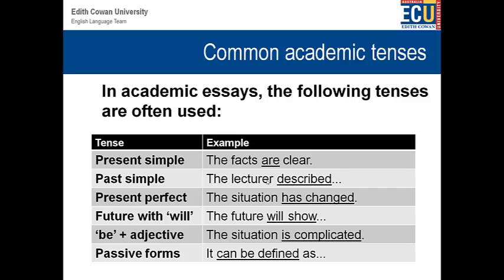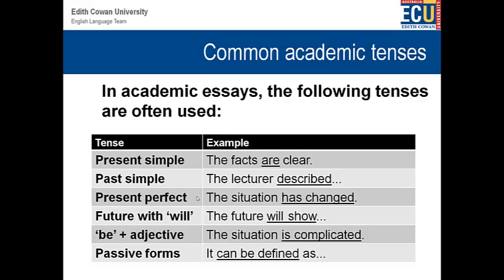So, thinking about academic essays. In academic essays, we often use these tenses. We use the present simple because we're talking about facts, something that's true. We use past simple to talk about a completed event. We use present perfect to talk about an experience in the past which affects now. We talk about the future with will because we're giving a prediction.